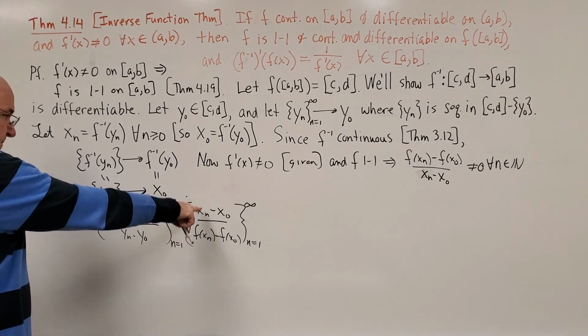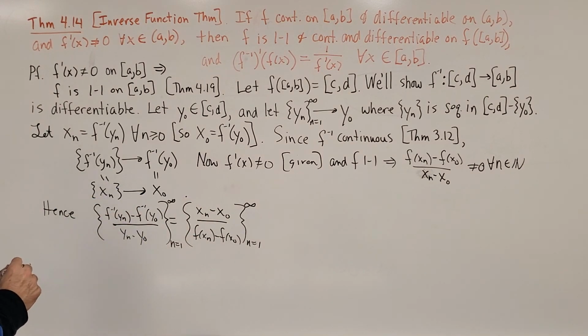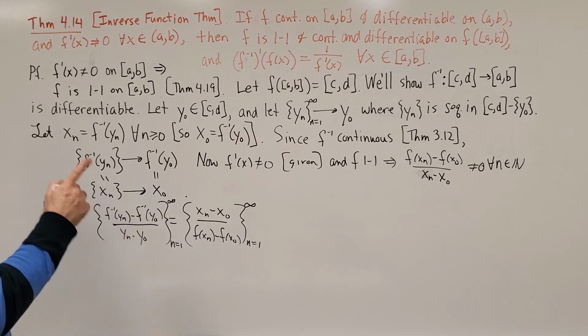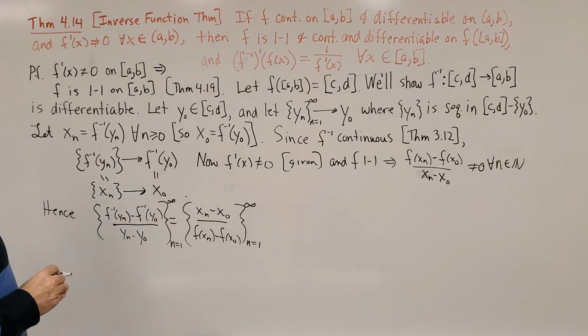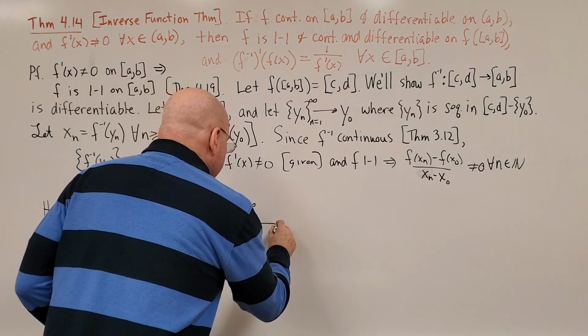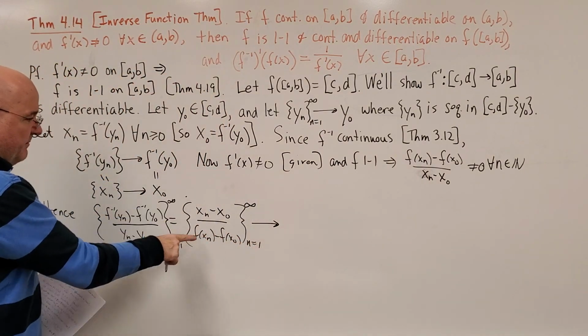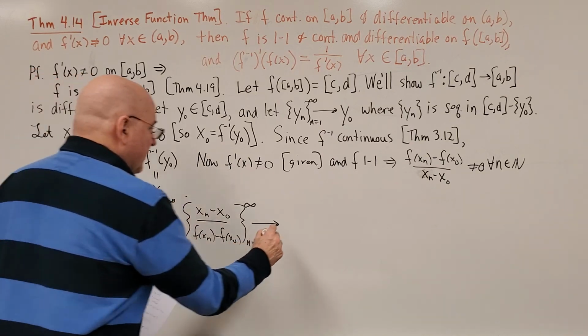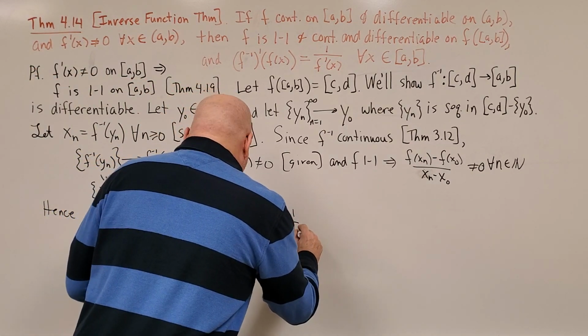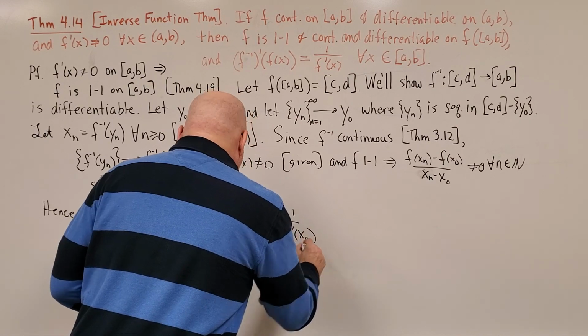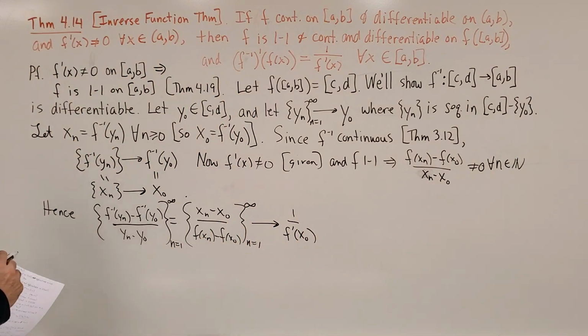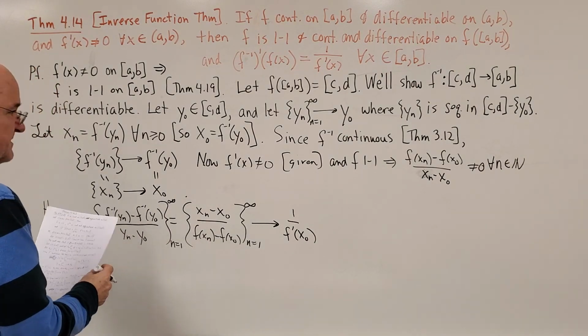And what does this look like? This looks like the reciprocal of the thing we need to take the limit of in the derivative definition. And that exists. f is a differentiable function. This converges to not f prime of x0, but 1 over f prime of x0. It looks like one more sentence, I think.